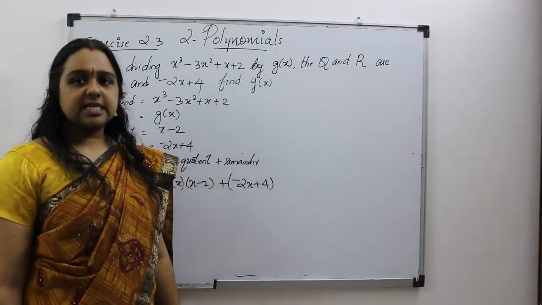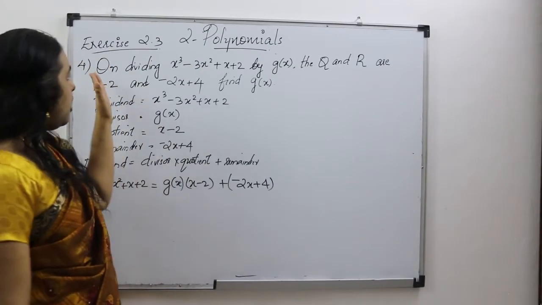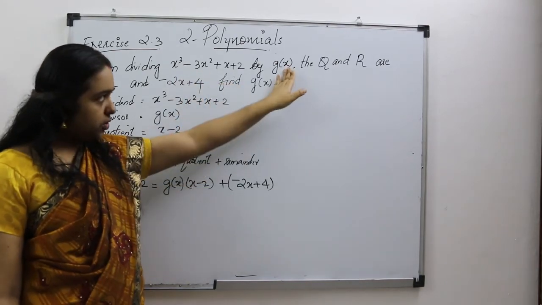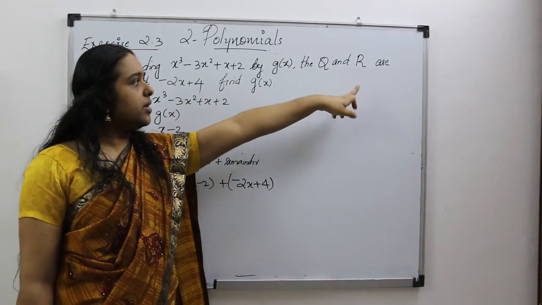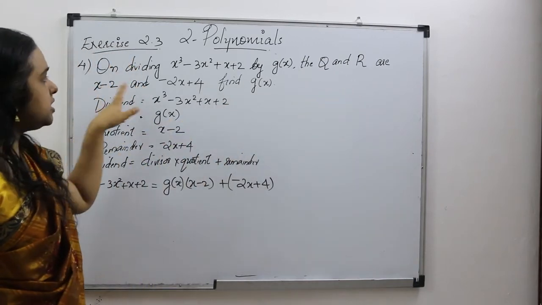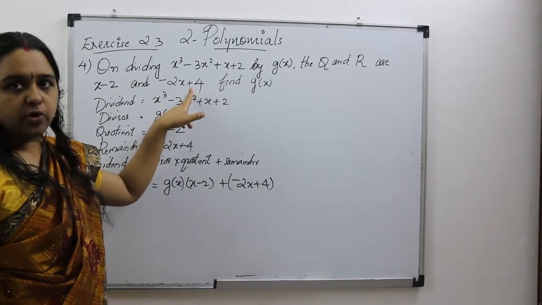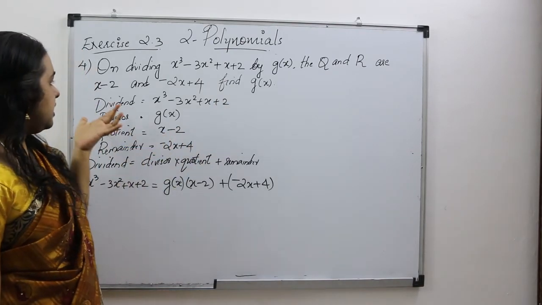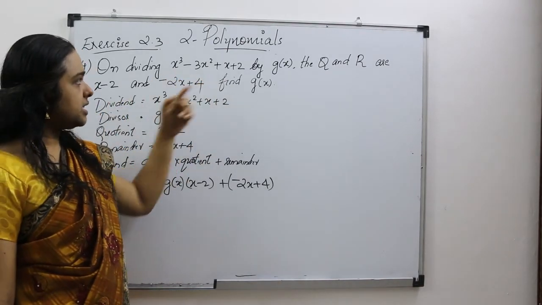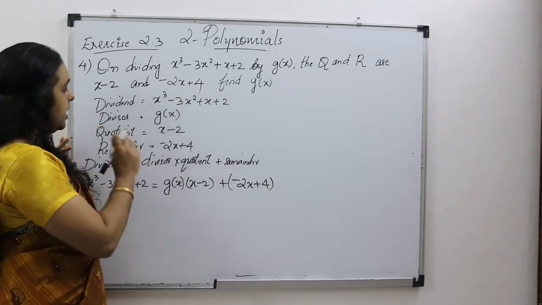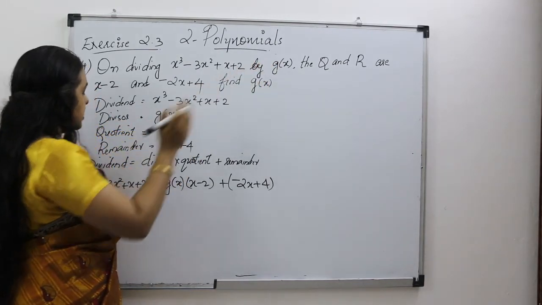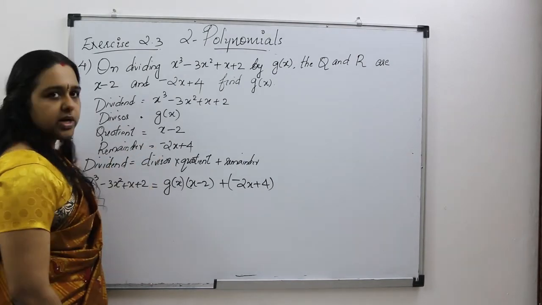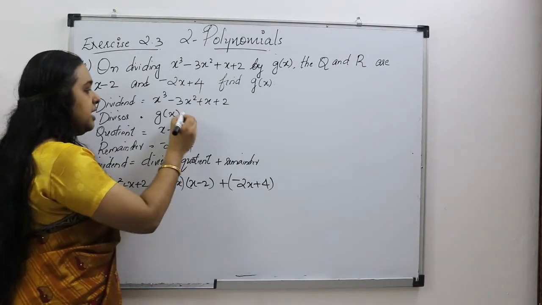Clear? Let's discuss our fourth problem. On dividing x cube minus 3x square plus x plus 2 by g of x, the quotient and remainder are x minus 2 and minus 2x plus 4. We have to find g of x. Here we are given dividend equals x cube minus 3x square plus x plus 2. Divisor is g of x. Quotient is x minus 2 and the remainder is minus 2x plus 4. We have to find the divisor here.